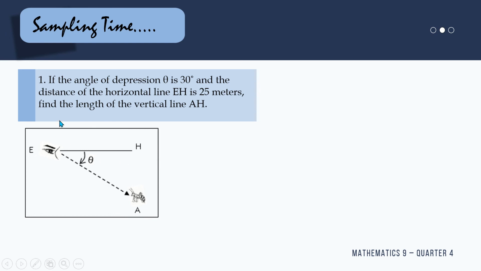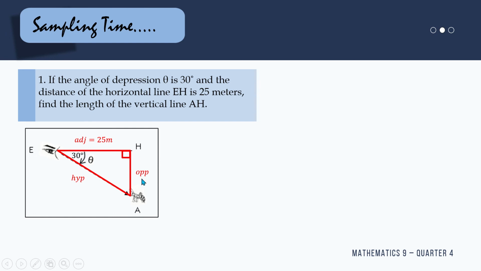And justify the answer. So, if the angle of depression theta is 30 degrees, so the angle of depression going down, this should be 30 degrees. And the distance of the horizontal line, EH, is 25 meters. Okay, that one. The angle of depression is 30 degrees. Distance of the horizontal line, EH, kaning ibabaw, is 25 meters. Find the length of the vertical line, HA, kaning nagbarog. Okay. And that represents the opposite side.